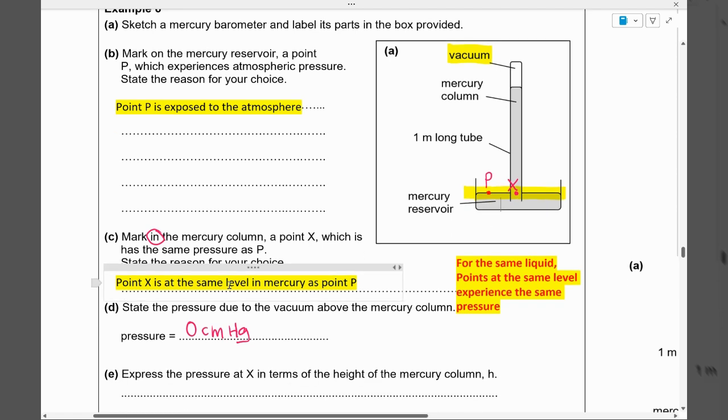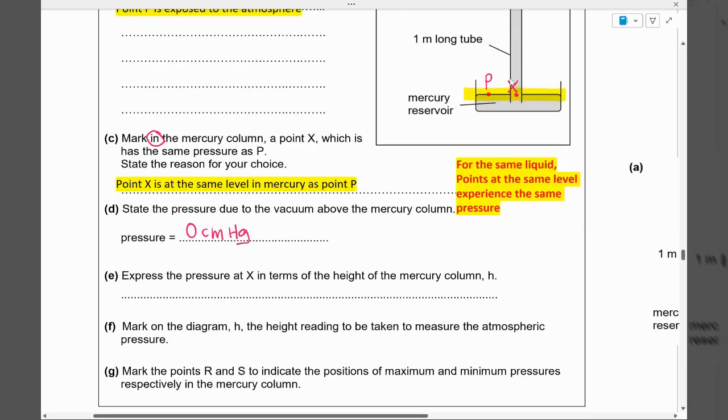State the pressure due to the vacuum above the mercury column. Since this is vacuum, there are no air particles colliding with the mercury surface, so no force is exerted here, and therefore pressure is equal to 0 Pascal or 0 cmHg.